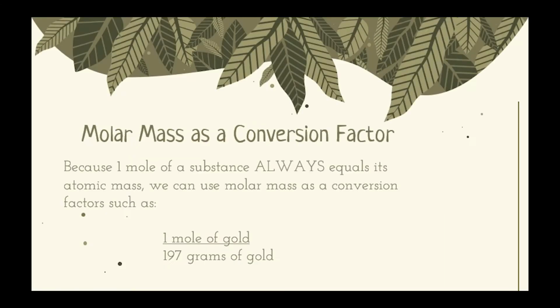Moving forward, we're going to be using molar mass as a conversion factor, just like we used Avogadro's number. So we'll use this as a way to change between moles and now mass. And we can do this because 1 mole of a substance is always equal to its atomic mass. So for example, we'll look at the periodic table and we can see that 1 mole of gold would have a molar mass of 197 grams. So that means if we have 197 grams of gold, we know we have a mole of gold. So we can use this to work similar problems.